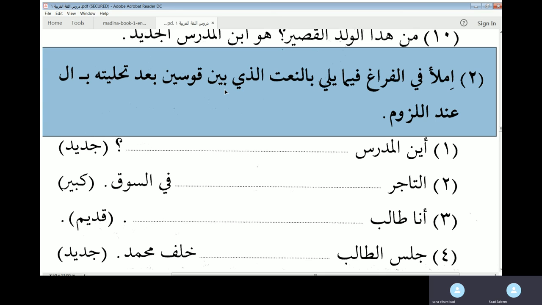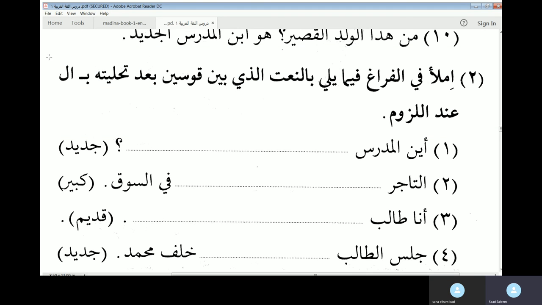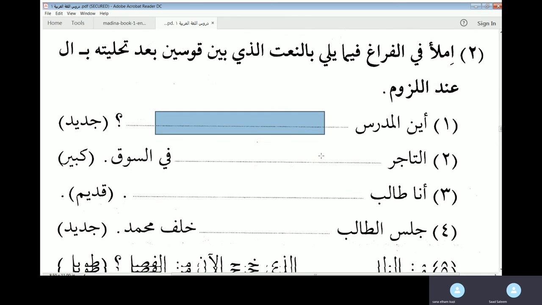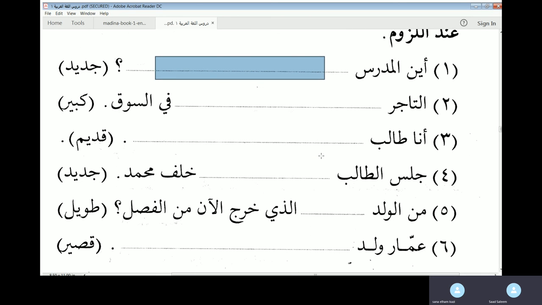Ba'da tahliyati. After the tahliya. After joining, the al. In the luzumi, where necessary. Where it is necessary after adding alif lam where necessary. Okay. Final mudarrisul jadidu. Where is the new teacher?